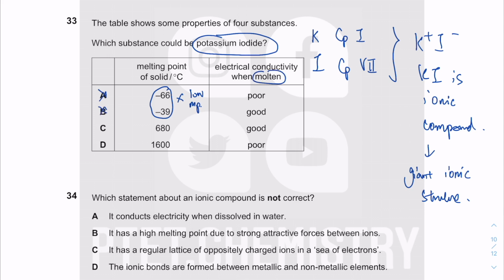When molten means in liquid state. This is pure, not in water. It's not a solution, it's when molten. So you conduct electricity when you melt an ionic compound, because the ions are no longer just in a fixed position.